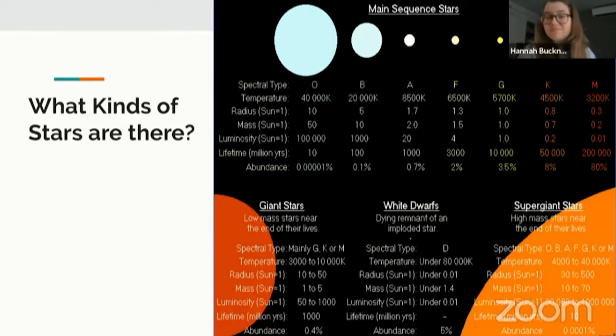So, we had a question that's sort of related to that. It sounds like M stars are the oldest stars. Is there an example? Someone is asking, what is the oldest star?